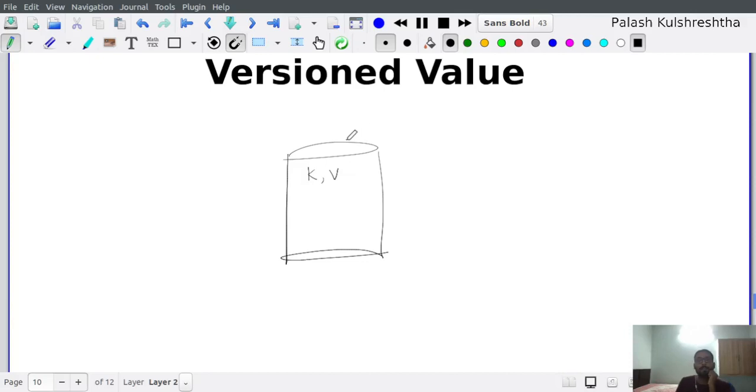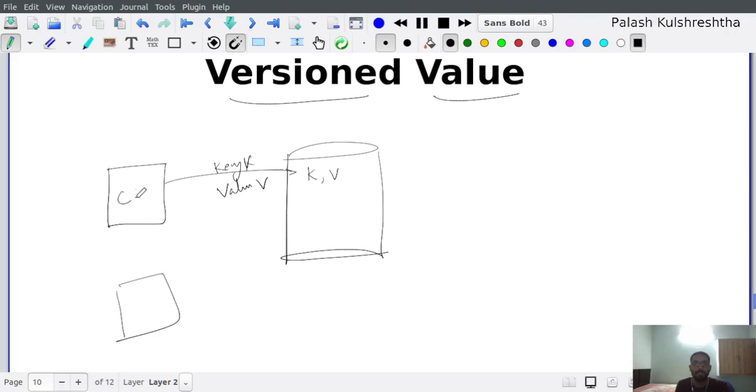Today, we are going to understand another design pattern in distributed systems called the version value design pattern. The motivation behind this design pattern is, let's say you have some client C1 which is writing some key K with value V. Now another client comes and writes K comma X. Now the key K has been overridden with value X.